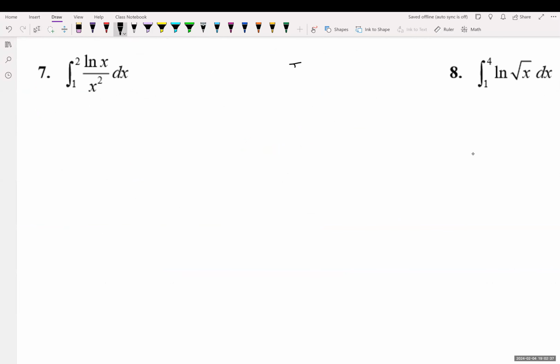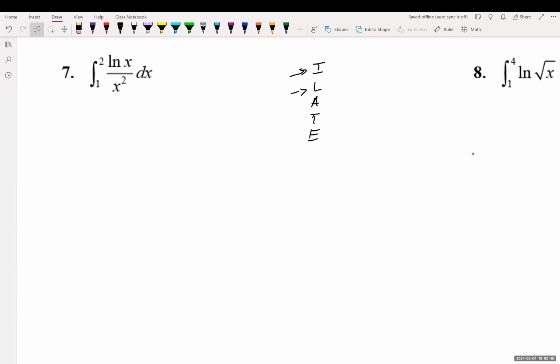Again, if we think about ILATE, we start with inverse. Well, there are no inverses here, so then we go to logarithm. So these are choices for u. So u is going to be ln x. dv, we're going to let be x to the negative 2 dx, right? I took the 1 over x squared fraction and wrote it as x to the negative 2. du will be 1 over x dx.